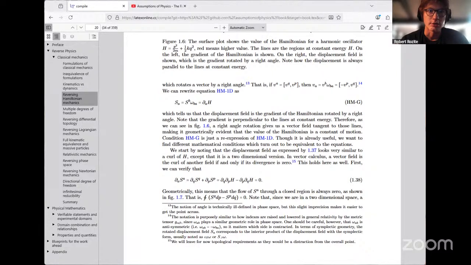I have no idea how to read that, but that's the notation that you have in symplectic geometry. Yeah, I'm sorry. There's some beeping going on my end.